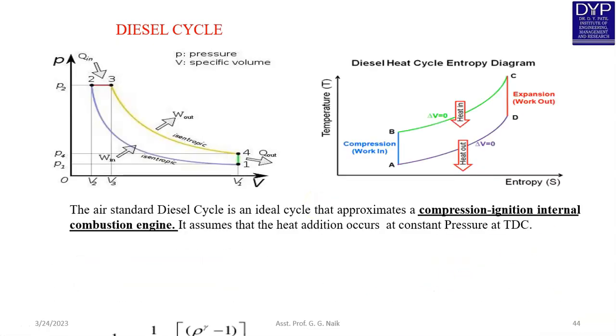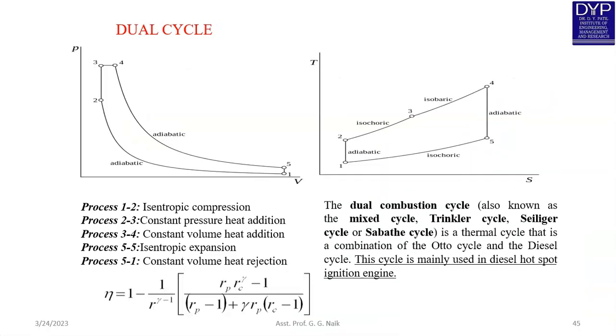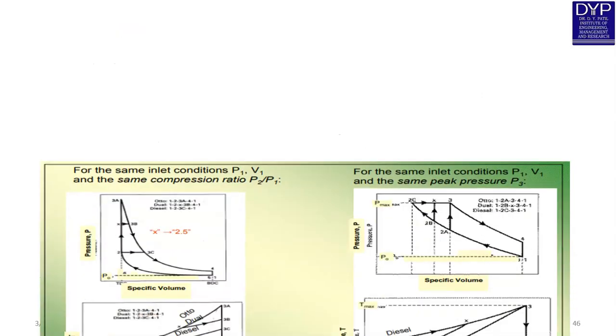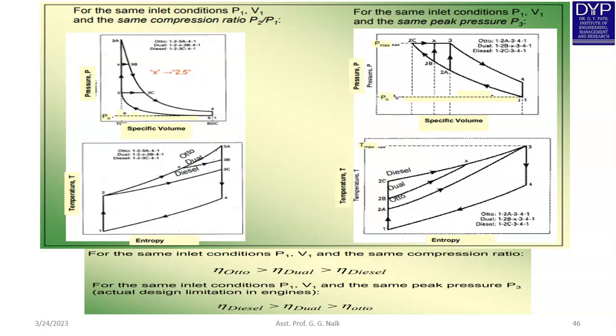This diesel cycle we already studied. This is the dual cycle, and this is the formula: 1 minus 1 upon R raised to gamma minus 1, in brackets RP, that is pressure ratio, RC cutoff ratio raised to gamma minus 1, upon (RP minus 1) plus gamma times RP (RC minus 1). Now let us see the difference between the Otto, diesel and dual cycle.